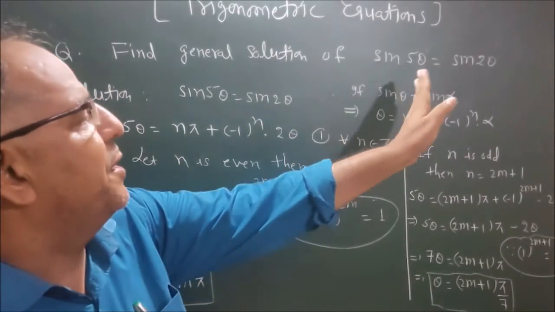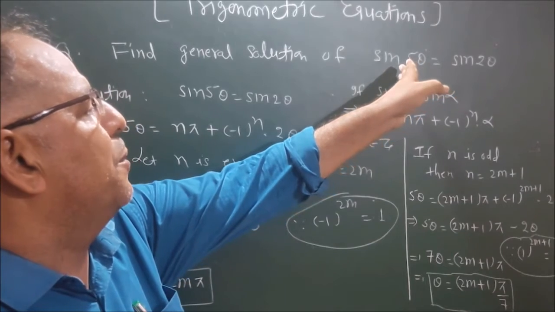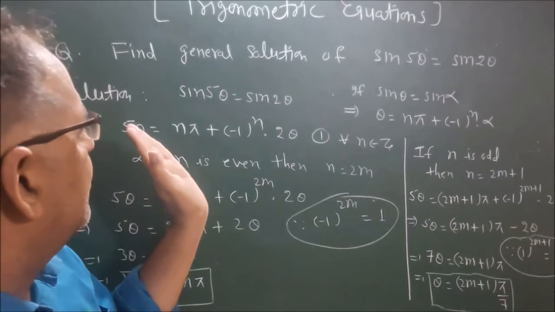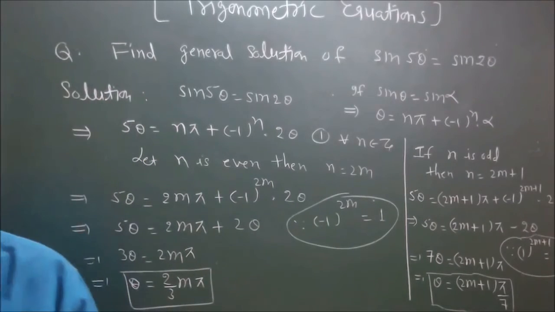So if the trigonometric ratio is sin and the unknown angle is coming on both sides, then we solve this type of question in this way.